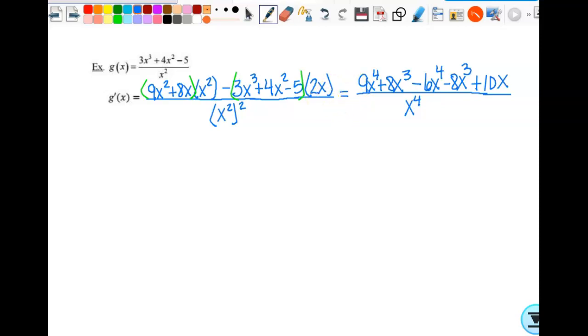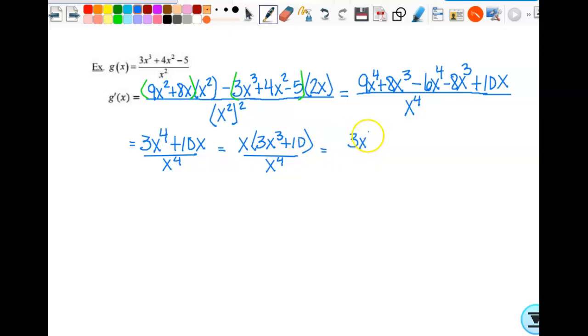All right, so now if we clean that up, we get 3x to the 4th plus 10x over x to the 4th. And so then I can factor out an x, right? And I get 3x cubed plus 10 over x to the 4th. So that means I get 3x cubed plus 10 over x cubed, and that is g prime of x.